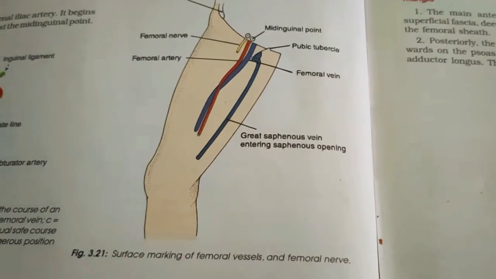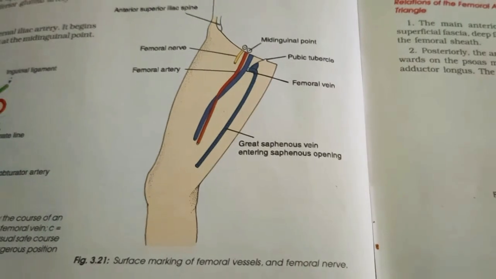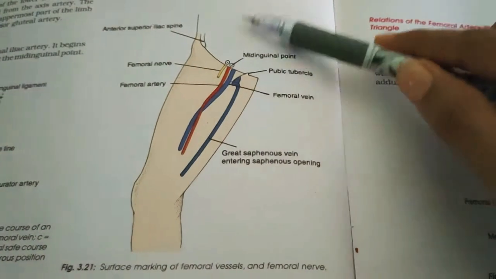Let us start our discussion on femoral artery. It's the chief artery of the lower limb. Okay, so first we'll understand its origin. It is actually a continuation of external iliac artery.